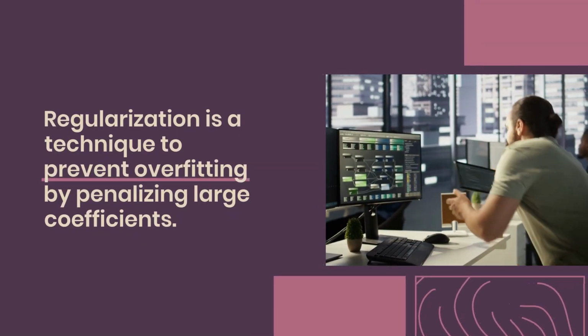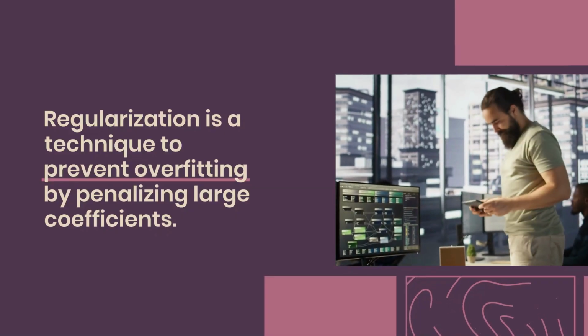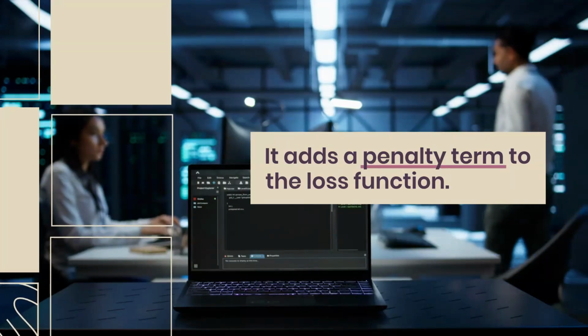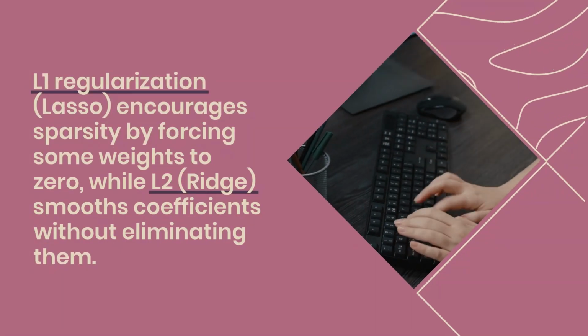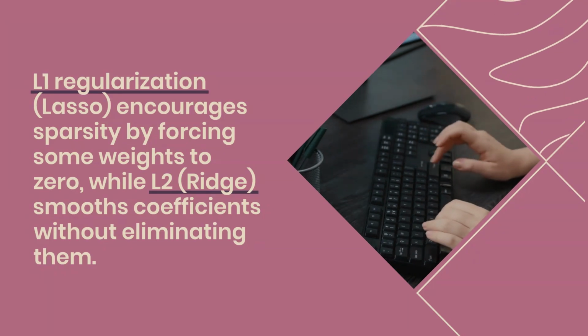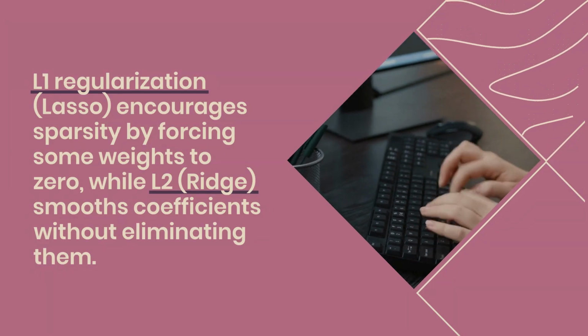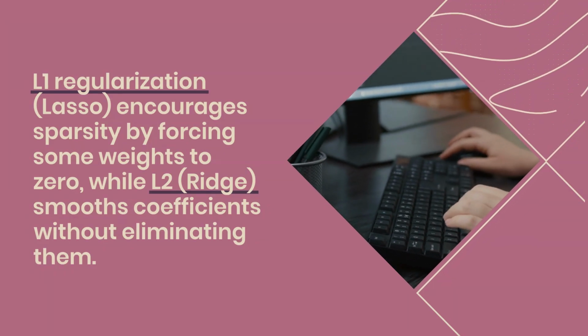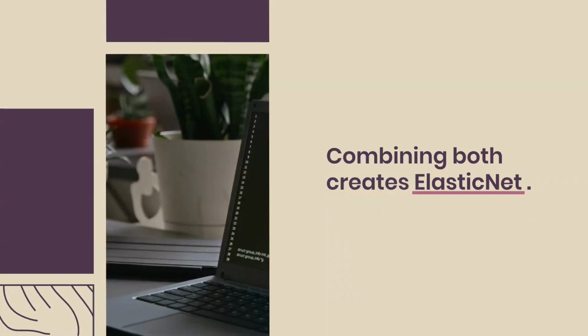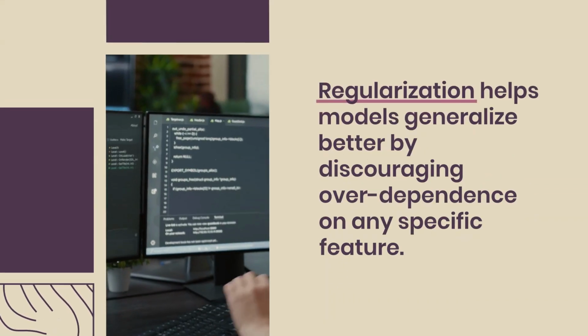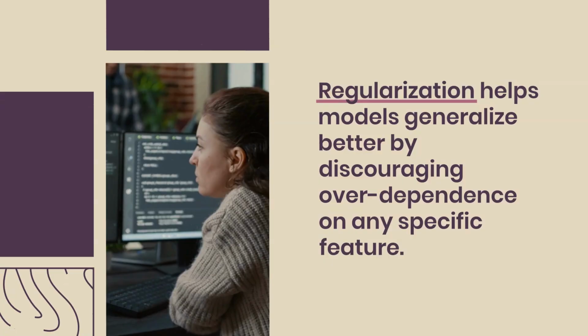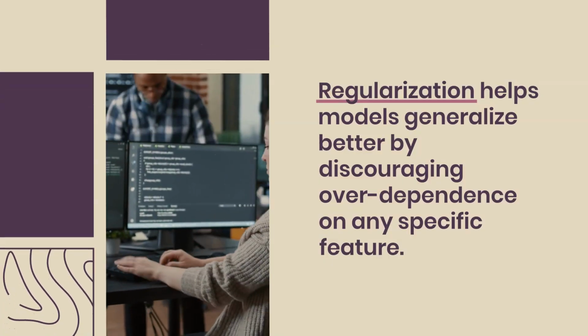15. What is regularization? Regularization is a technique to prevent overfitting by penalizing large coefficients. It adds a penalty term to the loss function. L1 regularization, lasso, encourages sparsity by forcing some weights to 0, while L2, ridge, smooths coefficients without eliminating them. Combining both creates elastic net. Regularization helps models generalize better by discouraging overdependence on any specific feature.